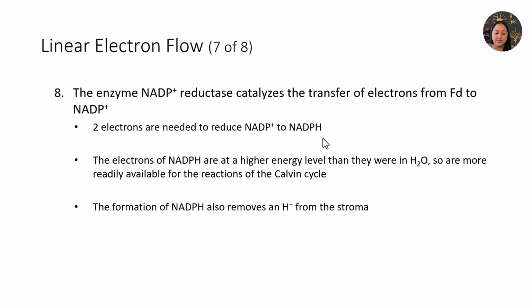So that's why it's not just water powering the Calvin cycle and using the electrons directly. They get shuffled along into this other molecule, and then they're higher energy, and then that can be used more easily in the Calvin cycle. And so this formation of NADPH also removes a proton from the stroma.